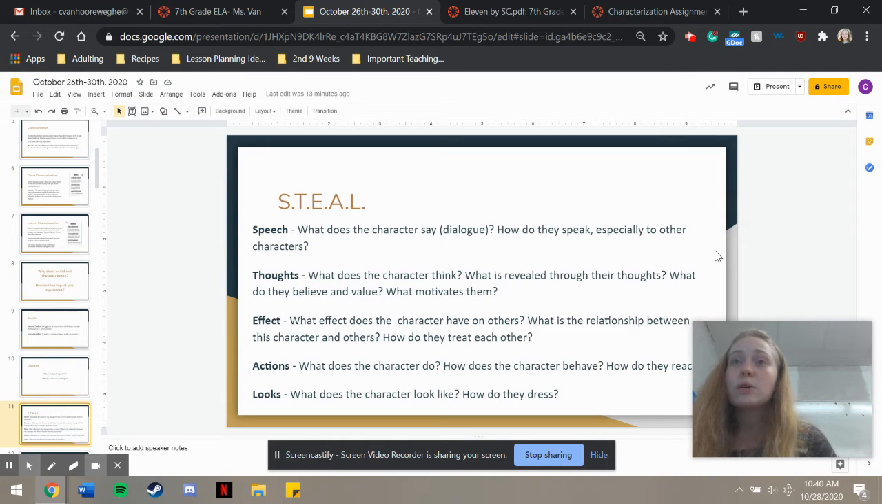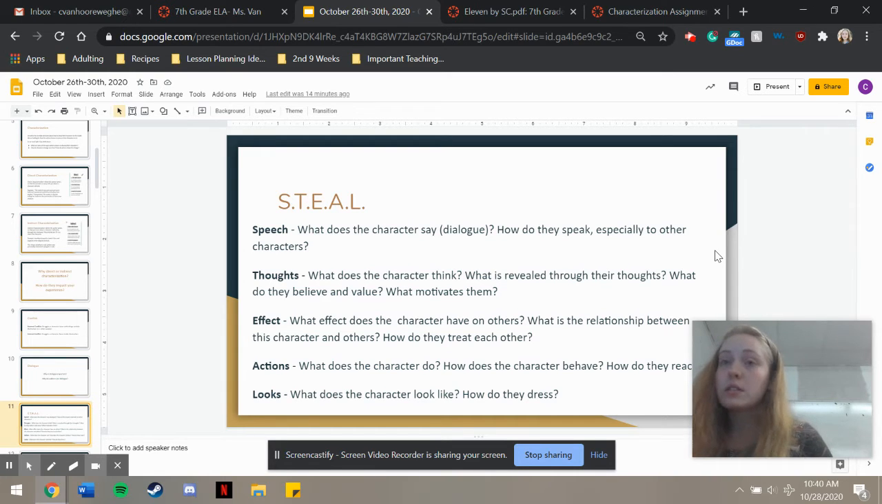As we read this story, we're going to be looking at what the characters say, which is their speech, their dialogue. How do they speak, especially to other characters? We're going to be looking at their thoughts. What does the character think? What is revealed through their thoughts? What do they believe and value? What motivates them? We're going to be looking at the effect of the characters, as in what effect does the character have on others?